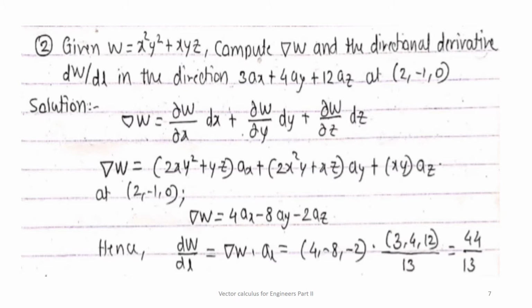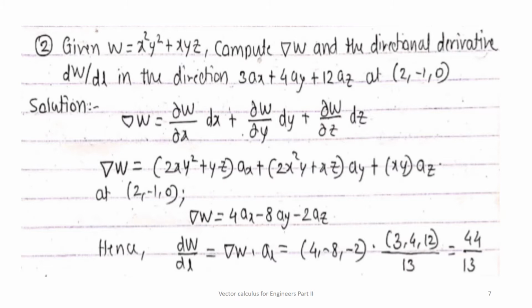So given is w, then dw by dl, that is the directional derivative you have to find, and the direction in which that directional derivative is taken is given by 3ax, 4ay, 12az, and the point through which that vector is passing is 2, minus 1 and 0. So naturally we require to find the gradient of w using del w. So del w we already defined, del we have defined, and w is given. So del w by del x ax, del w by del y ay, del w by del z az, that is after finding the gradient of w, that is del w.